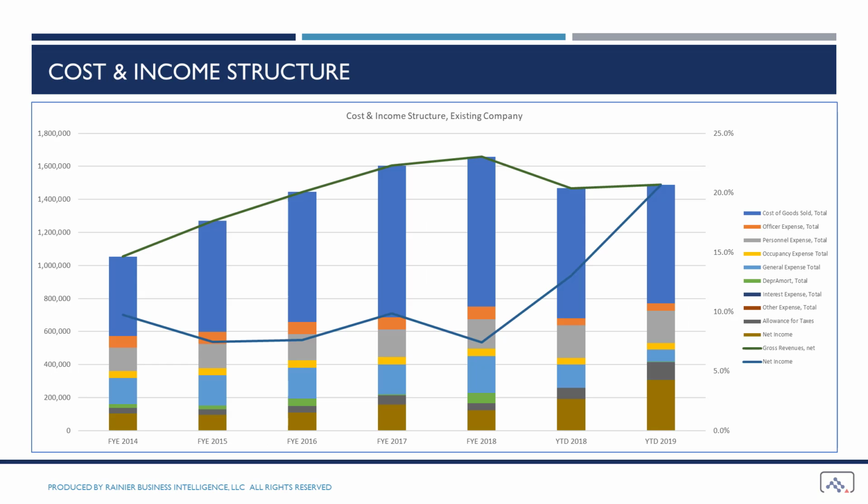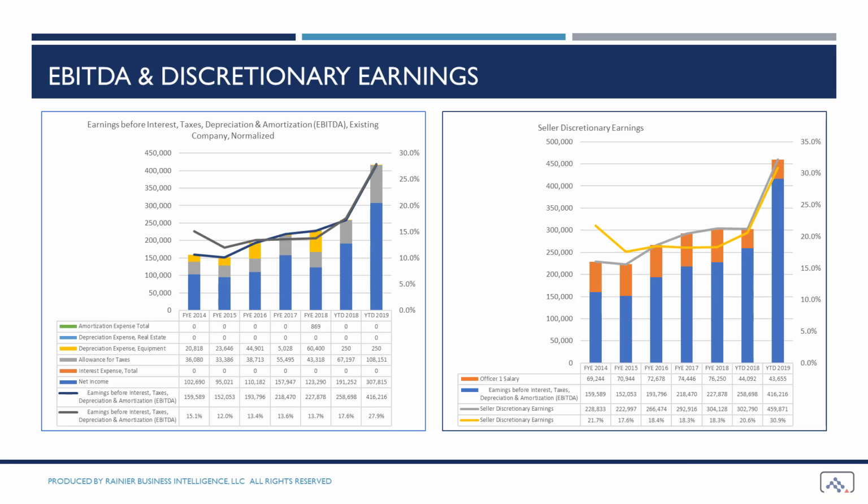We'll summarize the income statement in a cost and income graph to show the operations of the firm throughout each fiscal period. We'll develop the cash flows of EBITDA and discretionary earnings. Cash flows differ from income as it recognizes non-cash expenses like depreciation. Cash flows may be calculated before tax or after tax.